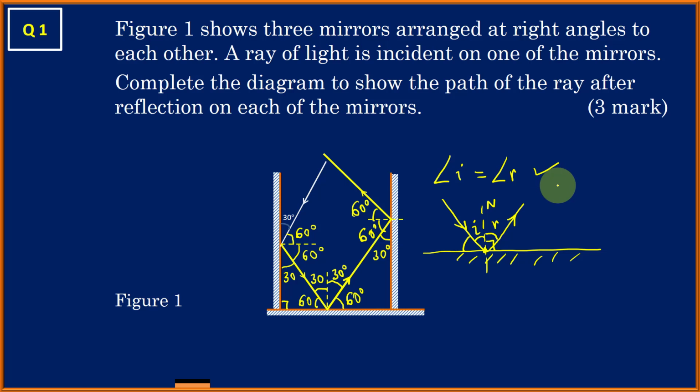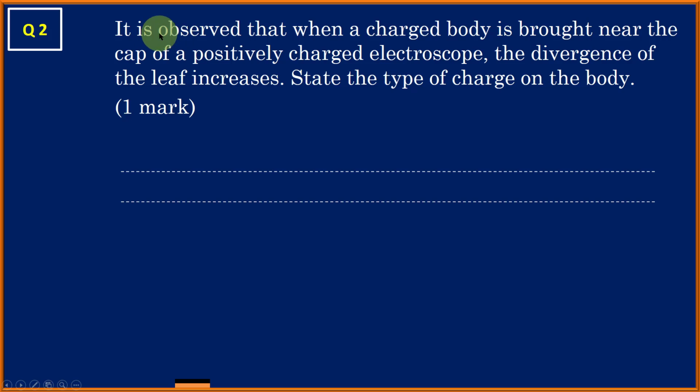Let's look at question number 2. Now in question number 2, we are told that it is observed that when a charged body is brought near the cap of a positively charged electroscope, the divergence of the leaf increases. State the type of charge on the body. So this is a leaf electroscope, and we are told that it is positively charged.